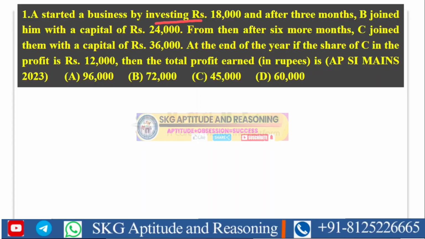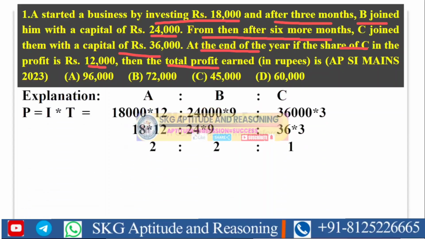A started a business by investing 18,000. After 3 months, B joined the business with a capital of 24,000. The same kind of problem we solved in the 13th problem as well. After 6 more months, C joined with a capital of 36,000. At the end of the year, C gets rupees 12,000 as his profit. Then find the total profit. So a similar kind of problem we solved just now.